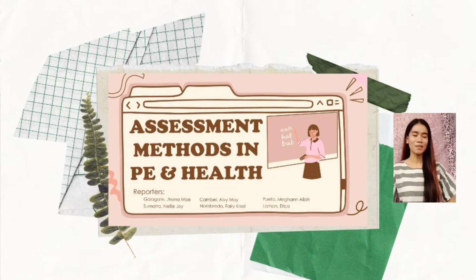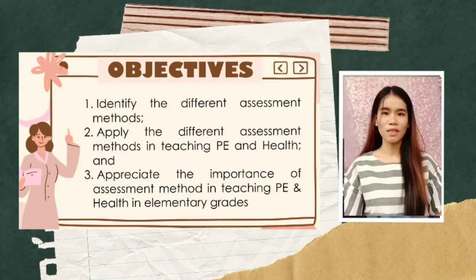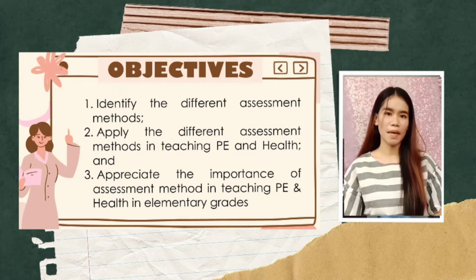Our topic today is the assessment method in PE and Health. Today, we are going to discuss the assessment method, but before that, here are the objectives that we need to attain at the end of our lesson. First, identify the different assessment methods. Second, apply the different assessment methods in teaching PE and Health. And third, appreciate the importance of assessment methods in teaching PE and Health in elementary.